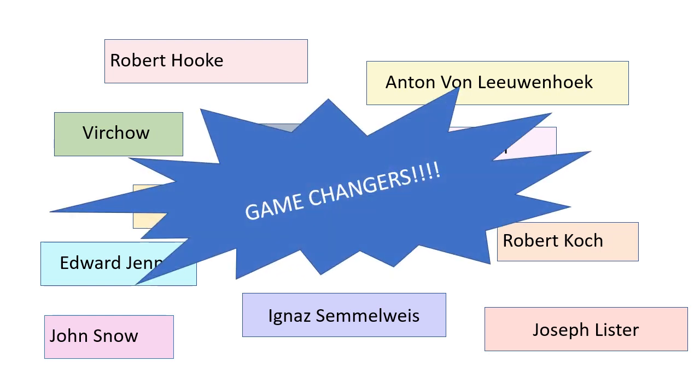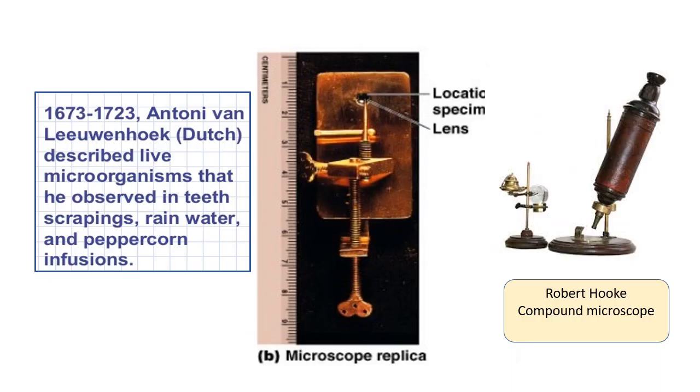So these people were the game changers, and we need to address them, we need to understand them before we proceed to appreciate how they have helped us. So Anton van Leeuwenhoek described live microorganisms that he observed in teeth scrapings, rainwater, and peppercorn infusions. He described them as little animal cules, and he is the first person who saw and described them.